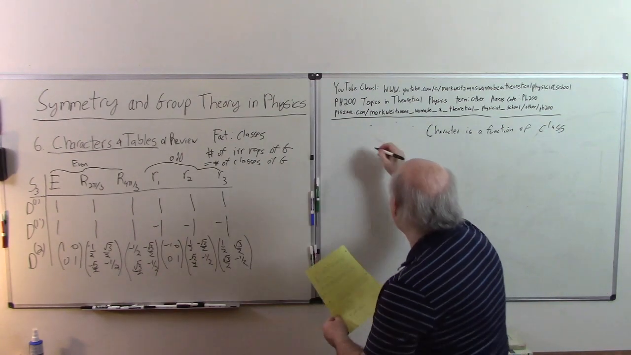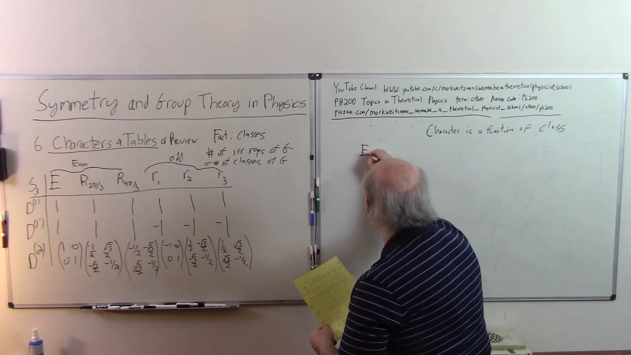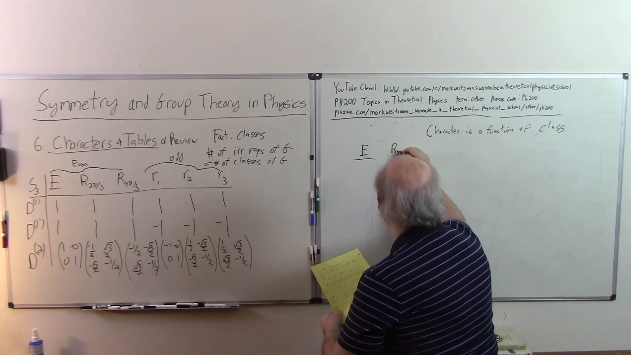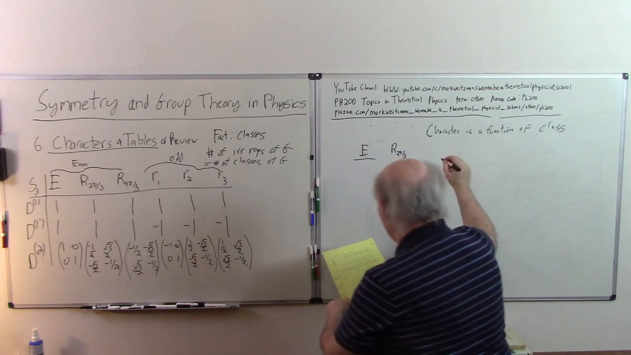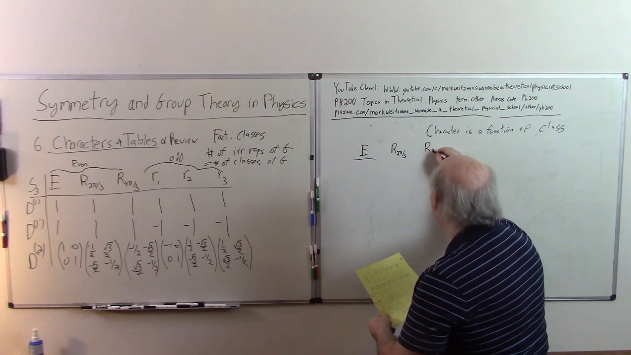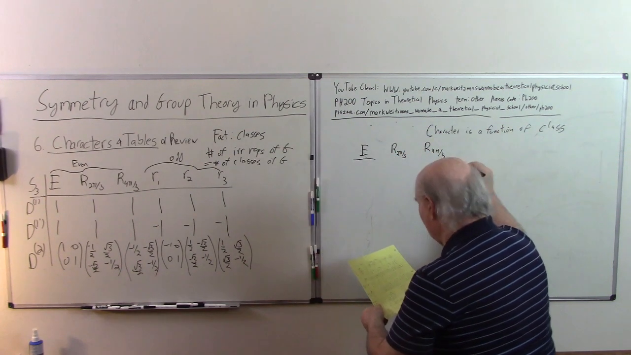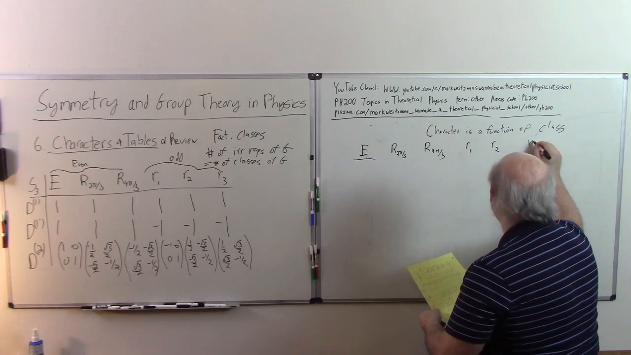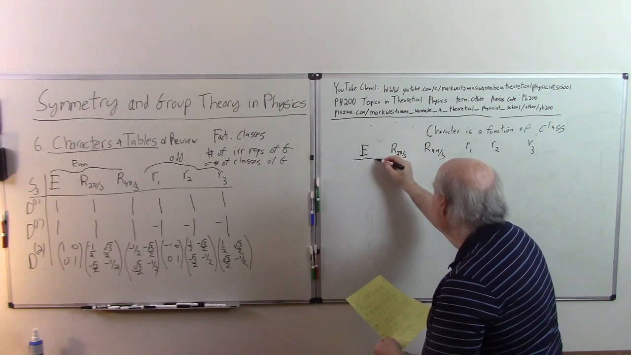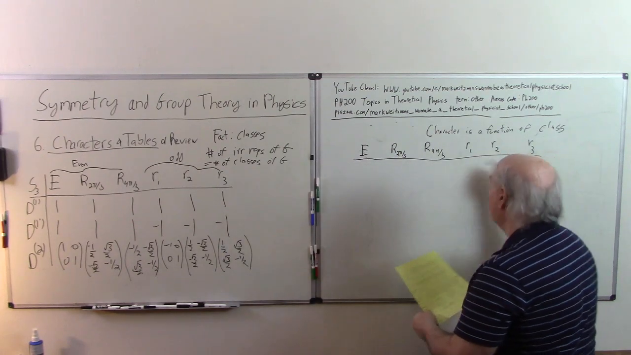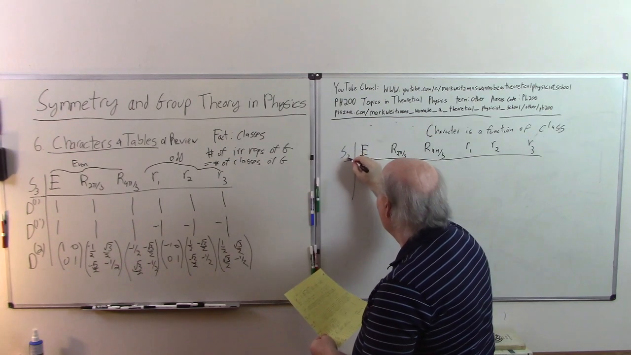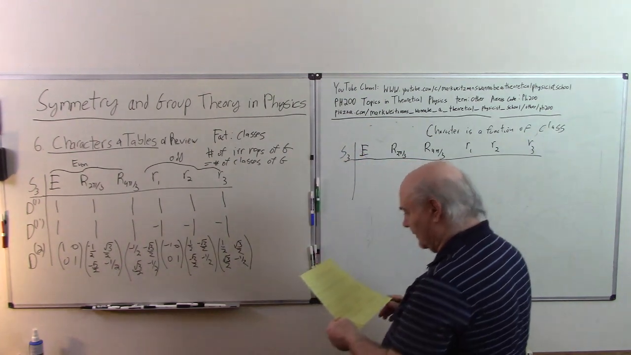So once again, I'm going to have E, the group elements, rotations by 2 pi over 3, 4 pi over 3, and reflections R1, R2, and R3. This is the group S3. And so I'm sort of continuing down there.